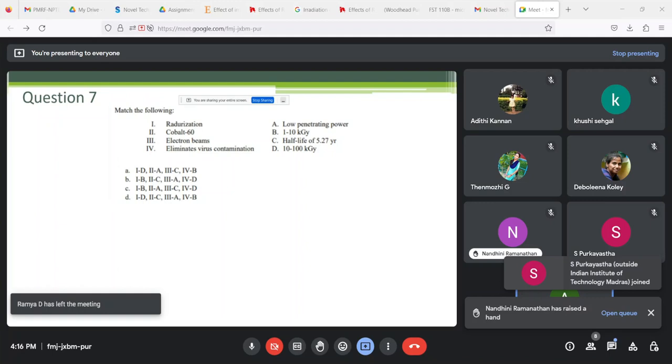Okay, yeah, the answer is option B. So we'll start with one each. Radioization is the process where you give a medium dose, and that corresponds to 1 to 10 kilograys.